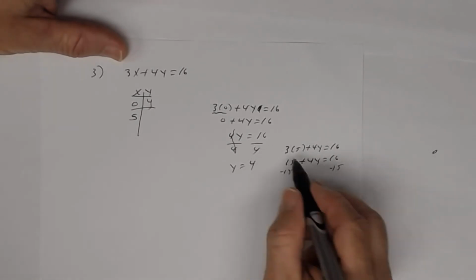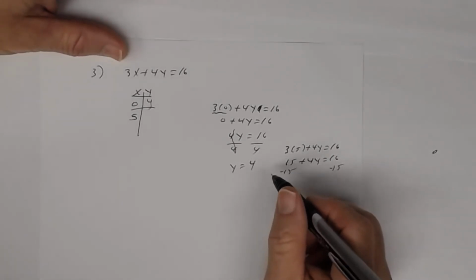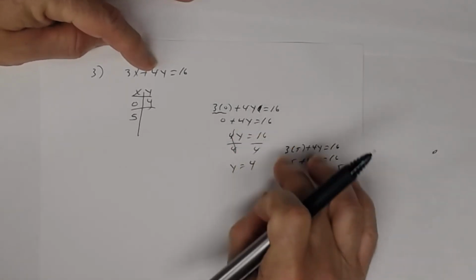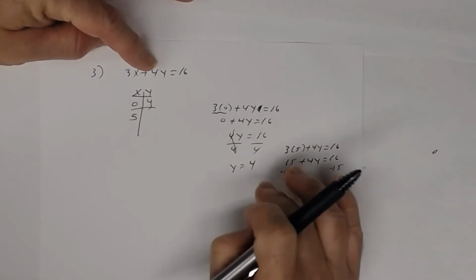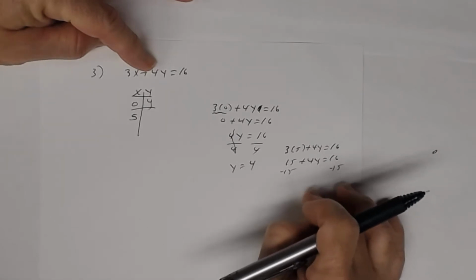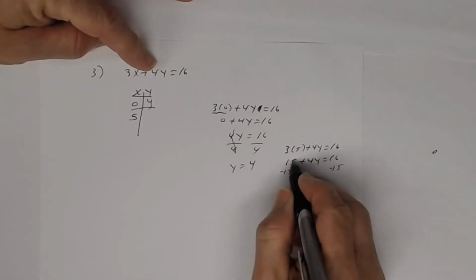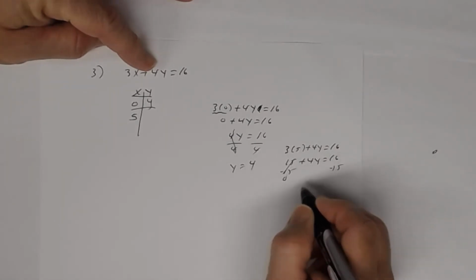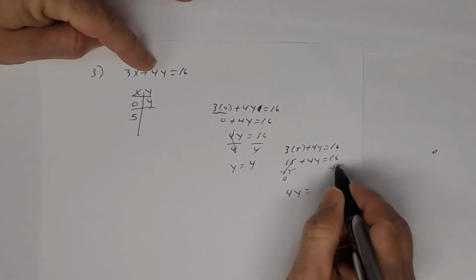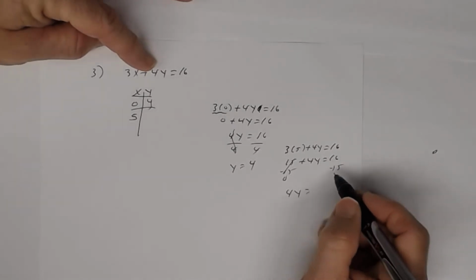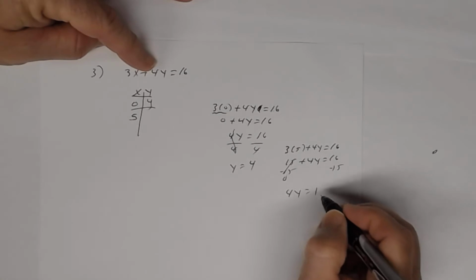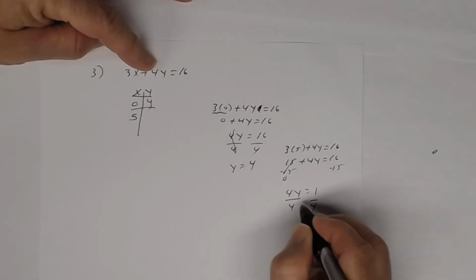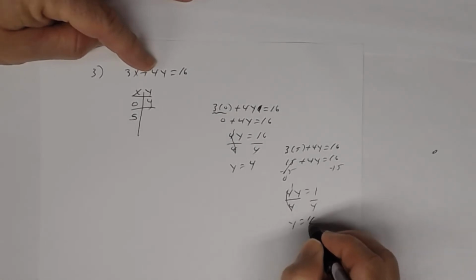So you see, this is a lot of work, right? If you don't get y by itself, you're still involving quite a bit of work to get that other coordinate. So 15 minus 15 is 0. So 0 plus 4y is 4y. And then notice I have a fraction. I'm going to get a fraction because 16 minus 15 is 1. And when I divide both sides by 4, I get y to be 1/4.